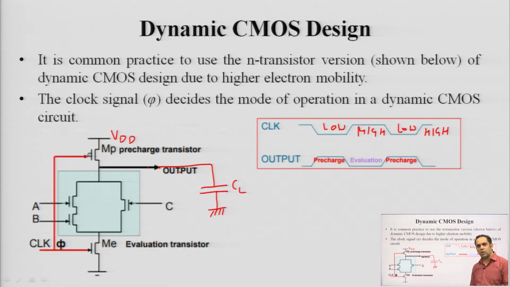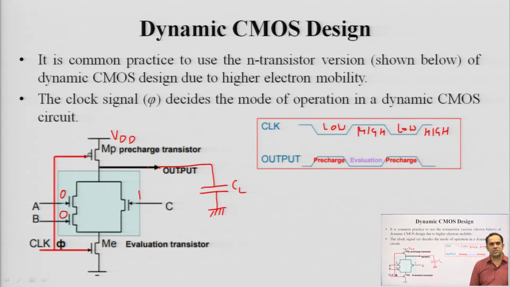After that, when the clock goes high in its next half cycle, this output gets cut off from VDD. There is no connection left between power supply VDD and output capacitor or load capacitor CL. Now, depending upon this logic connection, suppose A and B are 0, but C is 1.